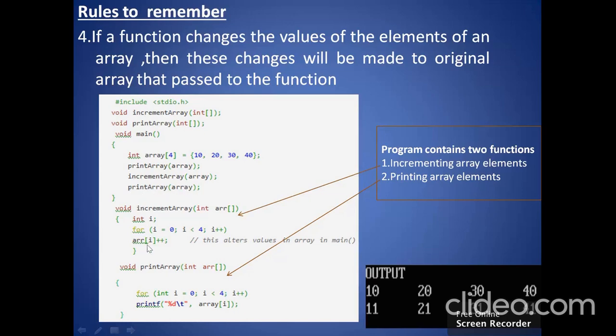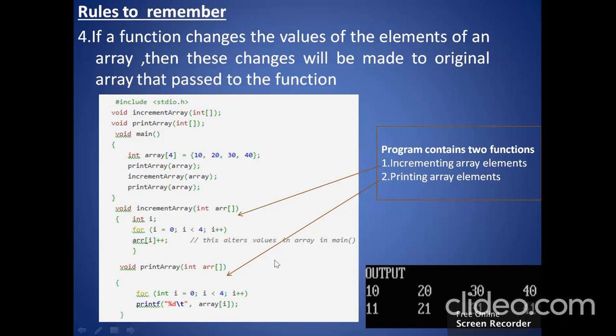The next statement in the main program is print array, that is the calling of the print array function. So again the control comes to the print array function, and each element of the array will be printed. The output will be 11, 21, 31, 41. Before calling the increment array function, the output is 10, 20, 30 and 40. After calling the increment array function, we again print the array, and that time the output will be 11, 21, 31, 41.